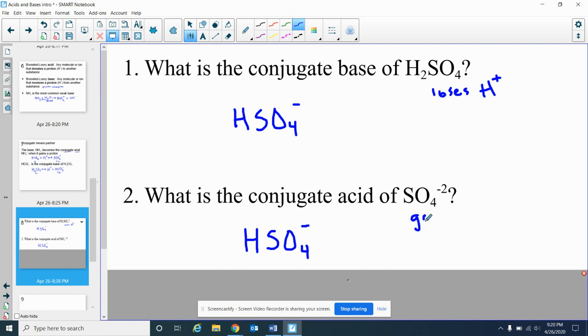So this one's gaining an H plus. So not only do we add an H into the formula, it changes the charge. In this case, it's losing a plus charge, so it ends up with a -1 charge. In this case, it's gaining a +1 charge, so the -2 becomes a -1.